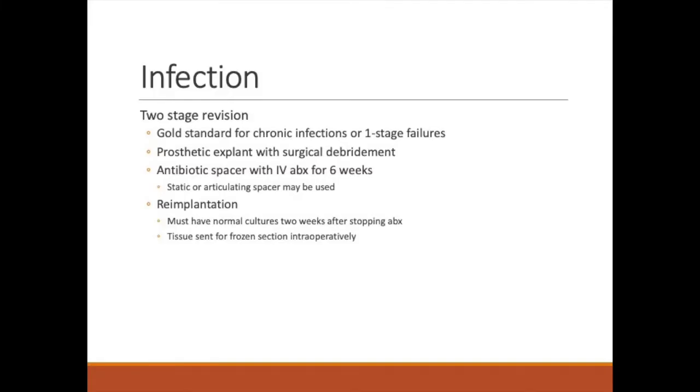Prosthetic explant with surgical debridement is the first stage. Then you do an antibiotic spacer with IV antibiotics for 6 weeks. Can be static or articulating, with articulating showing better range of motion than the static. And then reimplantation is the second stage.